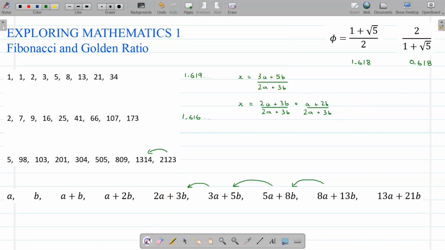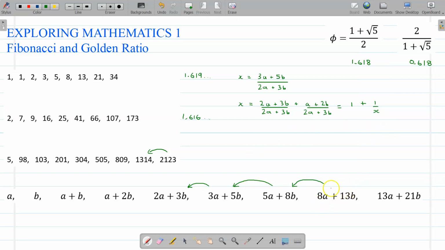And that can be written as, well, the first part is 1 whole one. So it's 1 plus, and this one here is 2a plus 3b and a plus 2b divided by each other, but the other way round. I've got the a plus 2b on the top and the 2a plus 3b underneath. In other words, that's the reciprocal of the golden ratio. Now that is really significant, and we'll just take one more example.